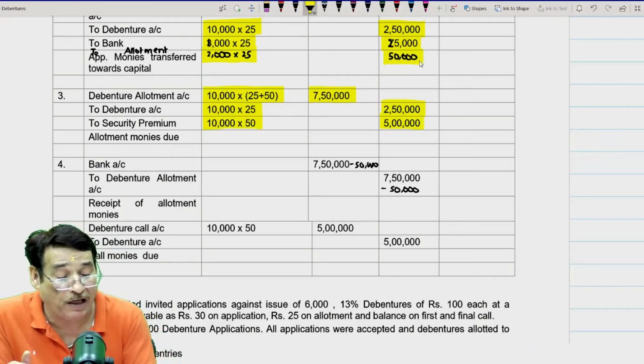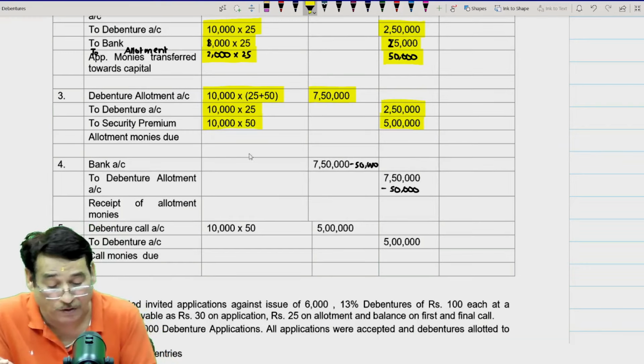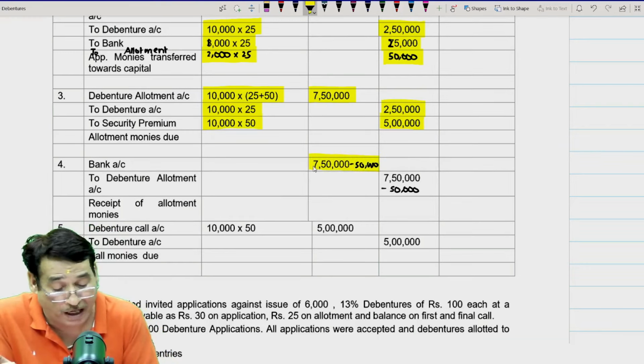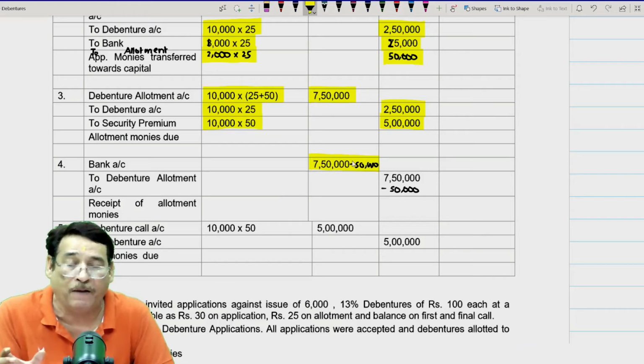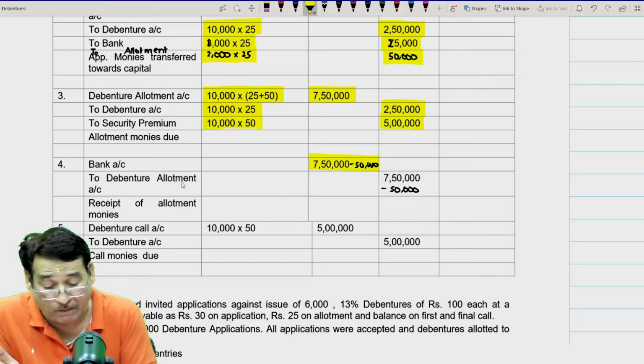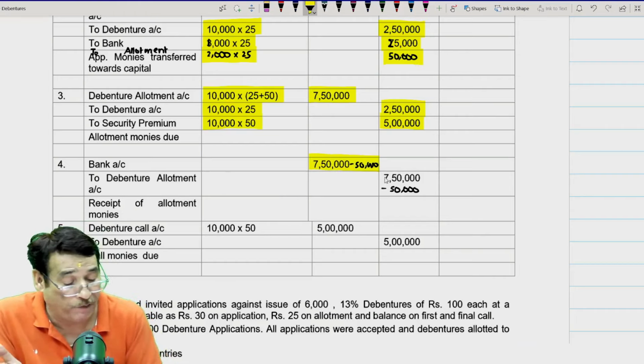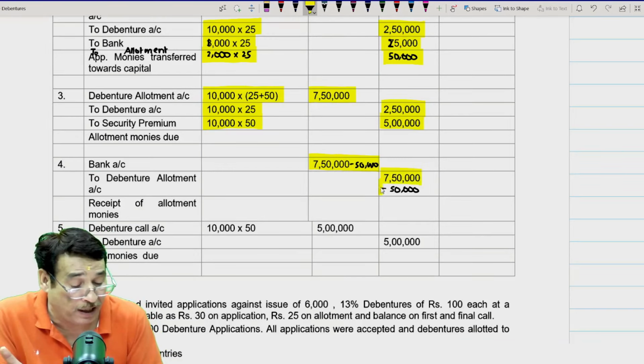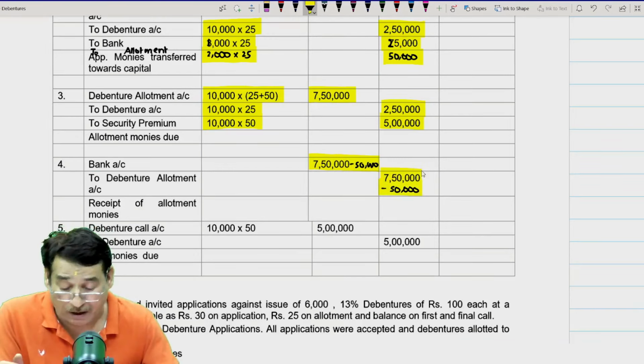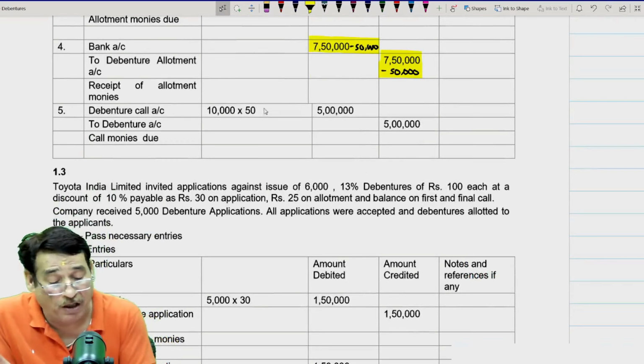However, out of 7,50,000, we have already received 50,000. So when we are going to receive, I will write 7,50,000 minus 50,000, that is 7 lakh. And similarly to debenture allotment account, 7,50,000 minus 50,000, that is equal to 7 lakh. You can straight away write 7 lakh, correct? Then this is the call entry.